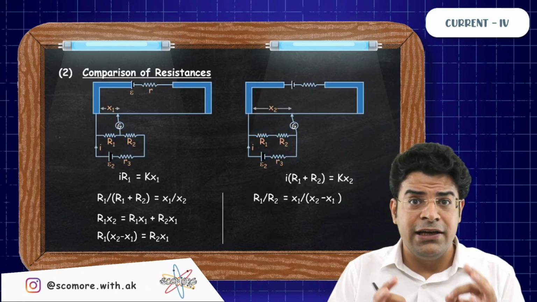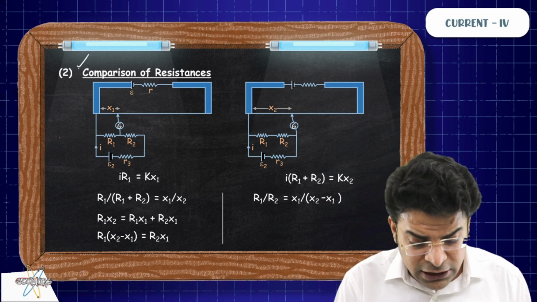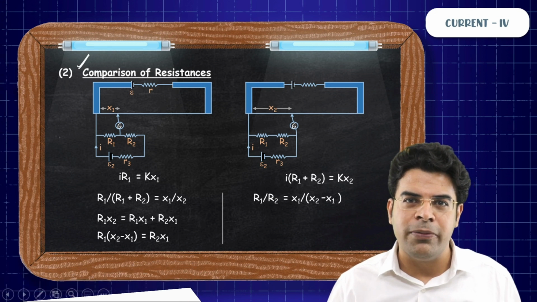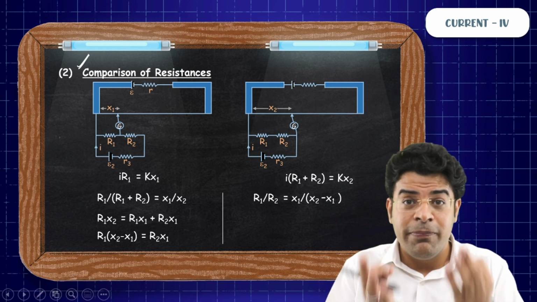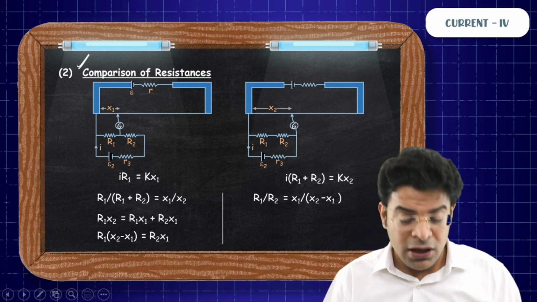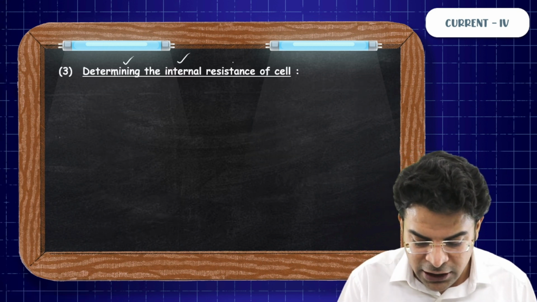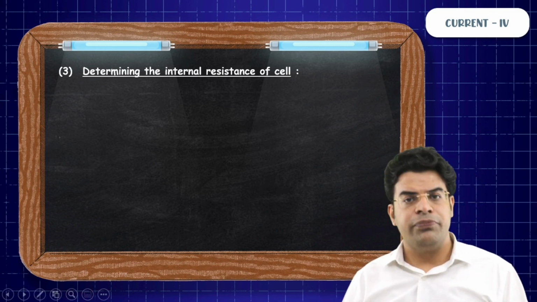So one can say potentiometer is such a versatile device that it can even do the work of a meter bridge. It can be used to compare two resistances. Now let's look at the third application of potentiometer, that is determining the internal resistance of a cell.